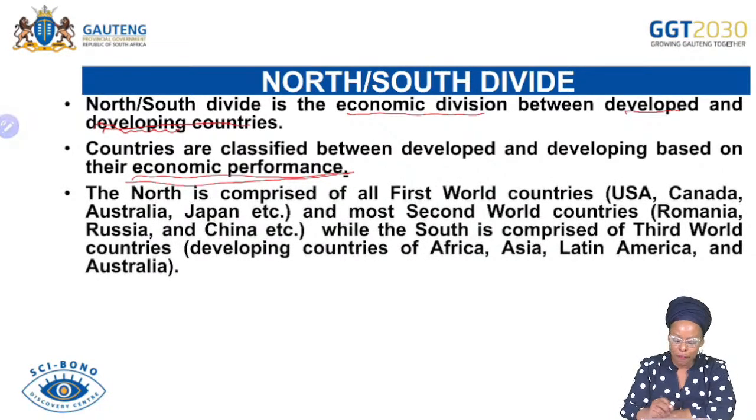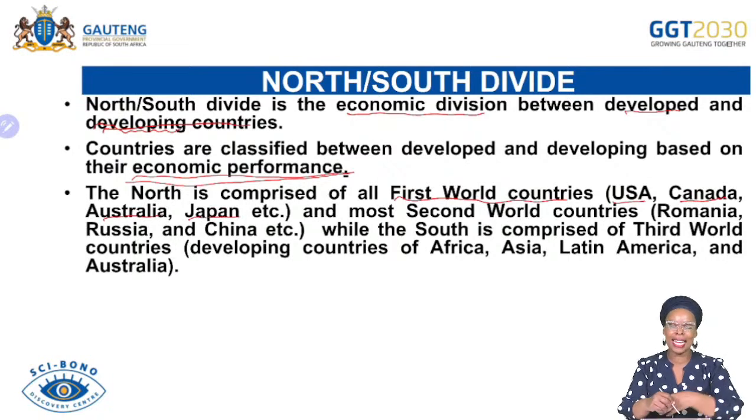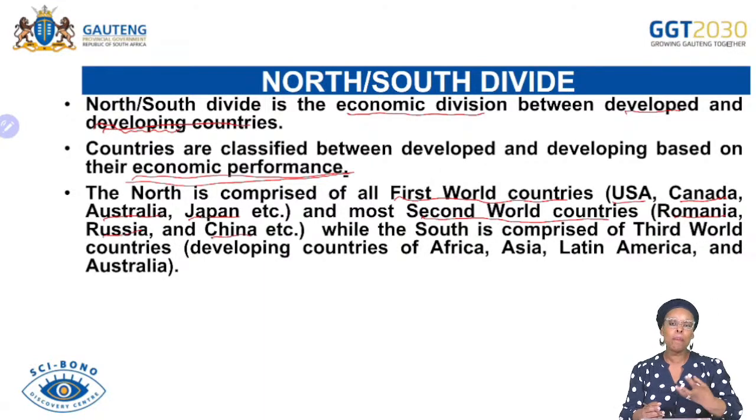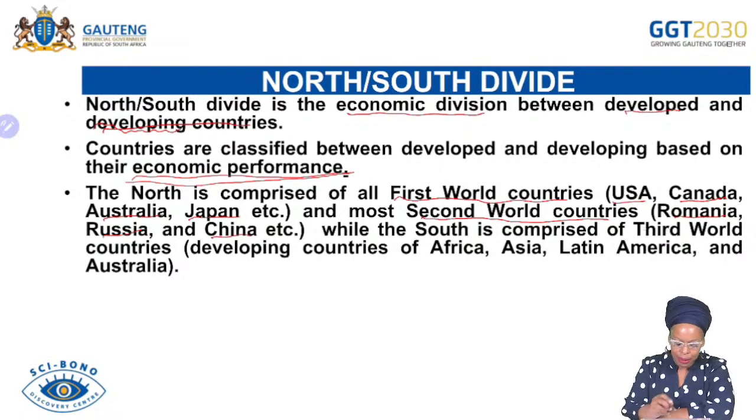Examples of first world countries are the USA, Canada, Australia, Japan, and so on. I cannot name all of them. Your second world countries include Romania, Russia, China, and others. Both the first world and the second world countries are categorized as the North countries or the developed countries. We also have third world countries. These third world countries are called the South countries.